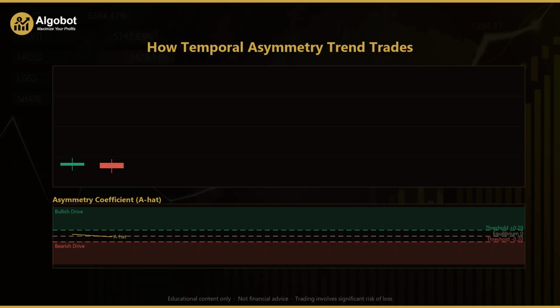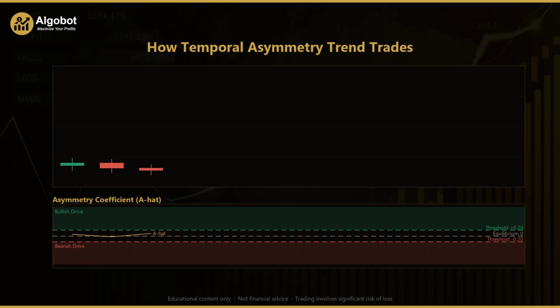Let's bring this to life on the chart. Up top you have the price candles, and in the panel below you have the strategy's own indicator, the asymmetry coefficient, which we're calling A hat. Watch how it moves between the two dashed threshold lines at positive 0.20 and negative 0.20, with the equilibrium line sitting flat at 0 in the middle.